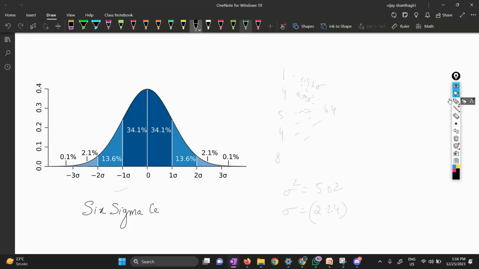Six Sigma. Yes sir, we keep hearing it. What is this sigma meaning? What is Six Sigma certification?